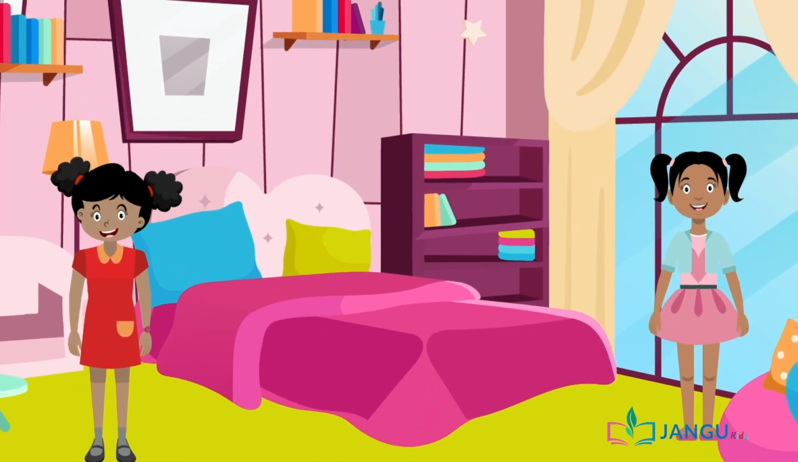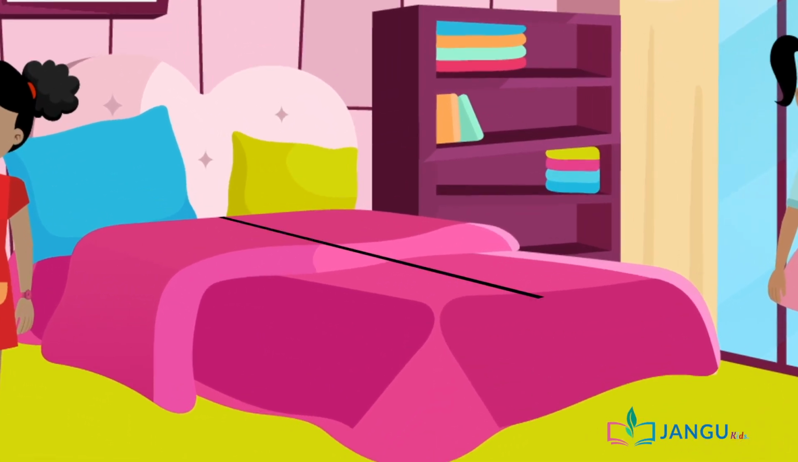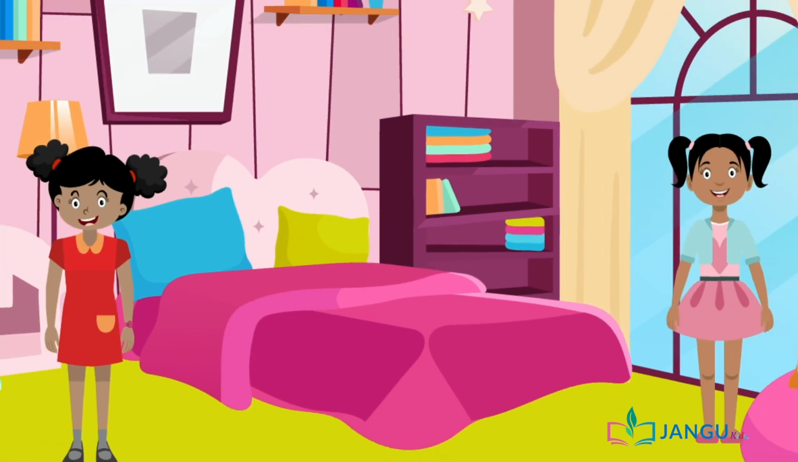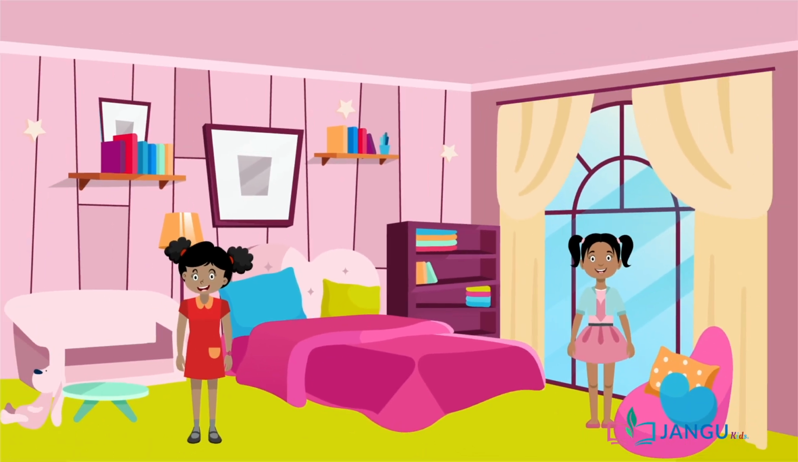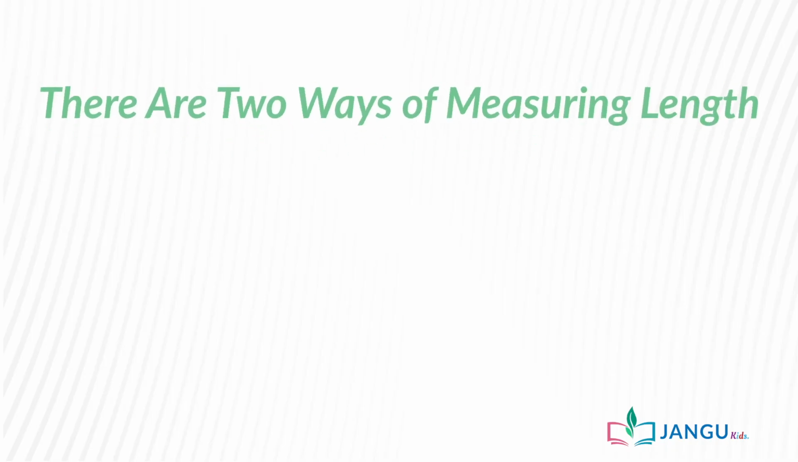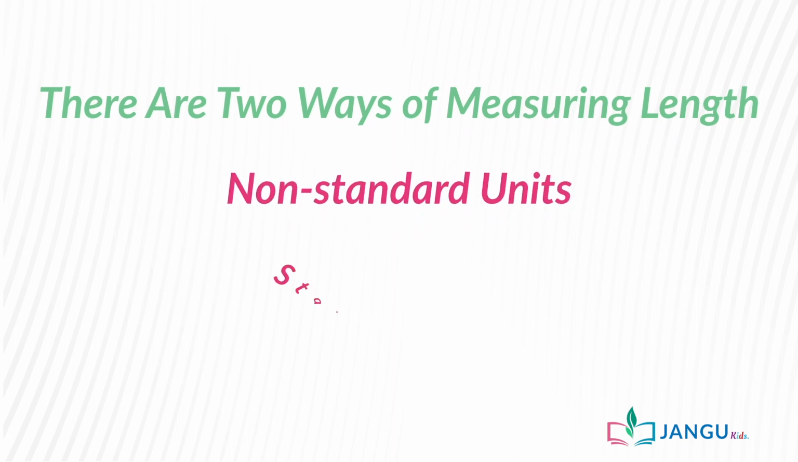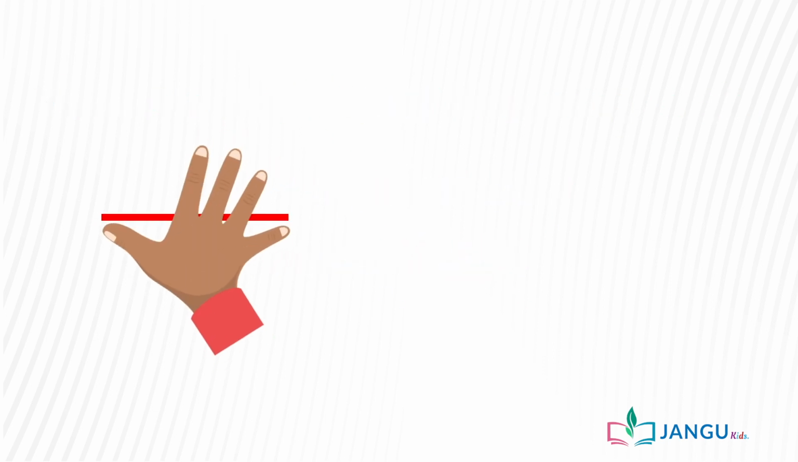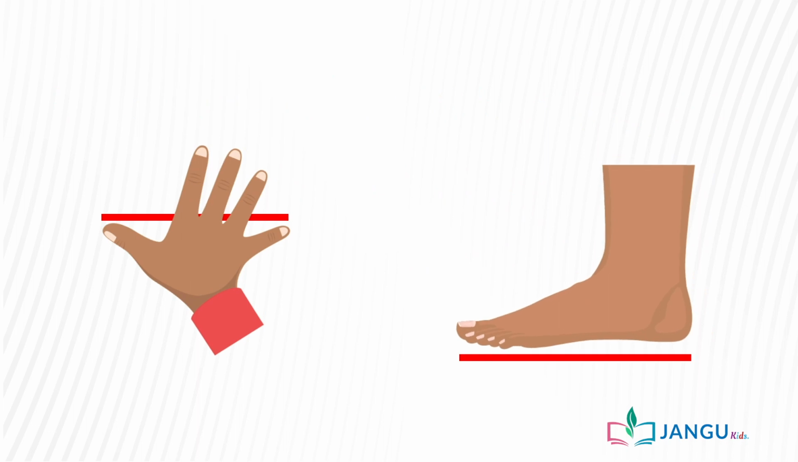Aisha needs to know the distance from the head to the foot of her bed. How will she do this? There are two ways of measuring length: non-standard units and standard units. Non-standard units are handspan and foot. We use our foot to measure length by counting the number of steps we take from one point to another.